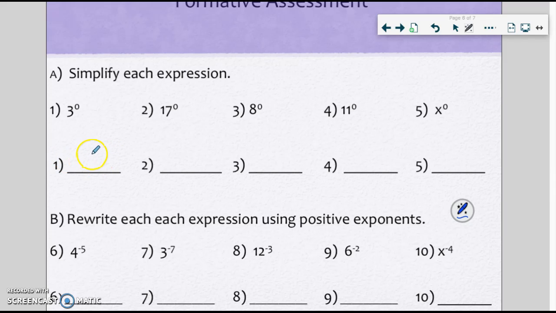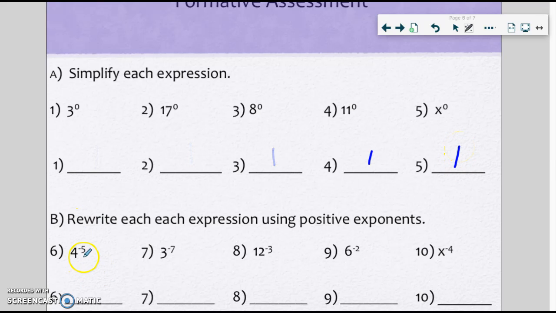All right, so hopefully you've come back and you will see that 3 raised to the 0 power is 1. 17 raised to the 0 power is 1. 8 raised to the 0 power is 1. 11 raised to the 0 power is 1. X, being any number, raised to the 0 power is 1.